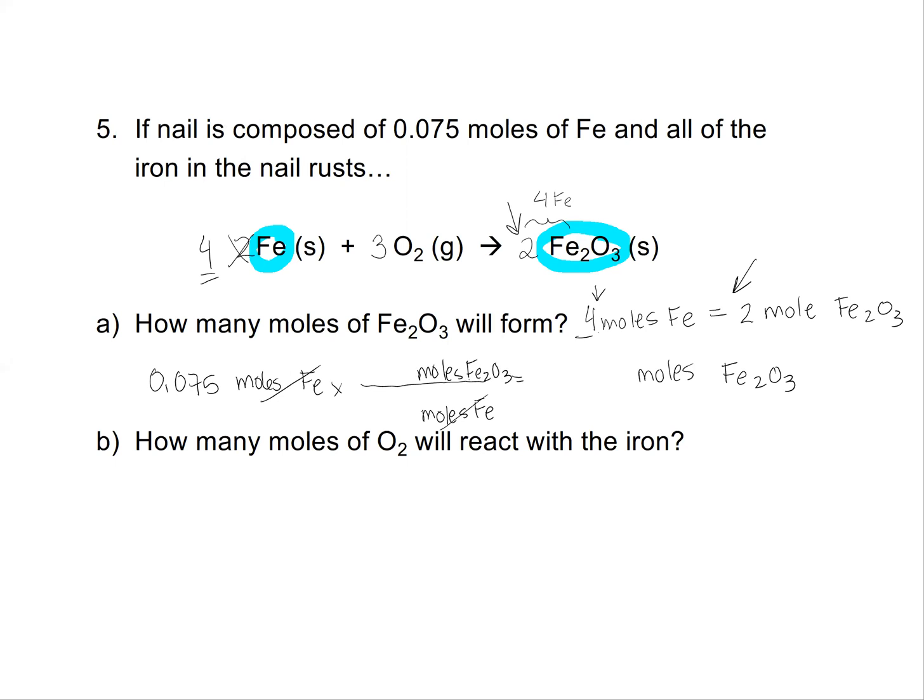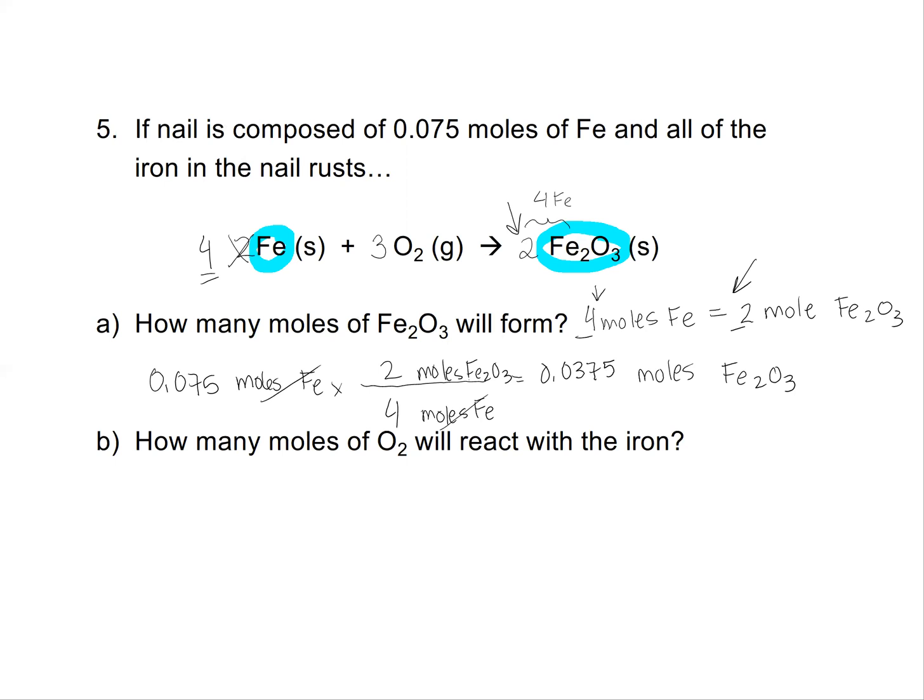I'll input the values for my conversion factor next. So I have 4 moles of iron for every 2 moles of iron oxide. And now I can plug this into my calculator, and I'll get a value that's equal to 0.0375 moles of iron oxide.